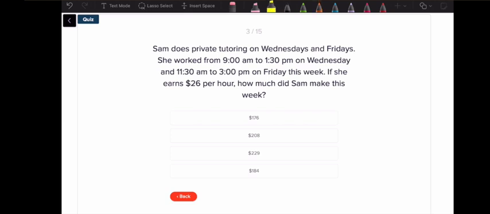So, a very important part of this problem is that it's telling you a rate. It's telling you $26 per hour. So in order to know how much she made, so I'm going to say money, it's going to equal the $26 she makes times however many hours she worked.